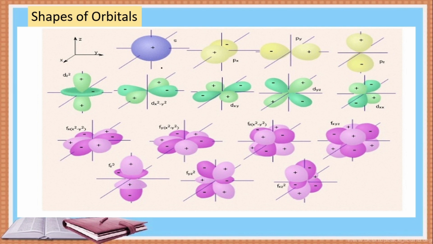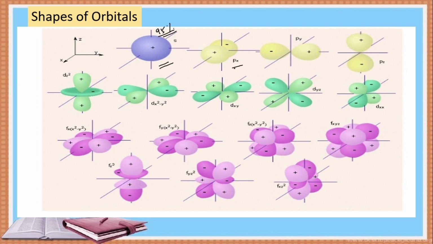Here you can see this is the s orbital and it is spherical in shape, because the probability of finding an electron along these three axes, that is x, y, z, is 95%. It is spherical. So here the shape of the s orbital is spherical, right?